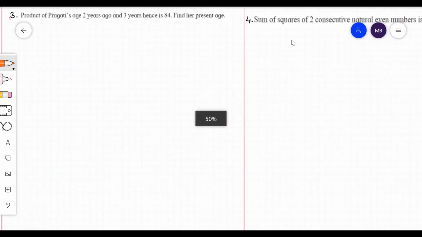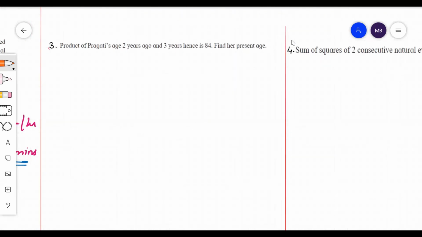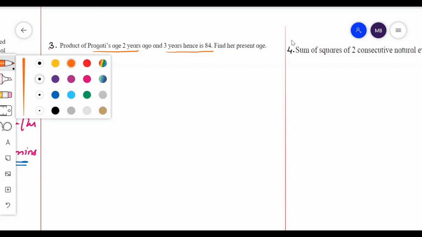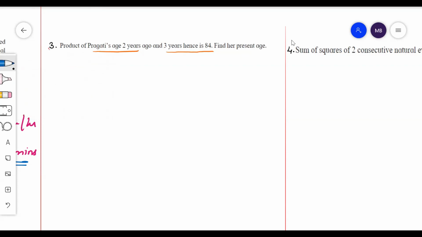Okay, age related questions. Again, age related questions do come very important. Product of Pragati's age 2 years ago and 3 years hence is 84. Find the present age. Whenever age related questions are there, one tip I'll give you: always keep the present age as X. So first let's start. Let the present age of Pragati be equal to X years.